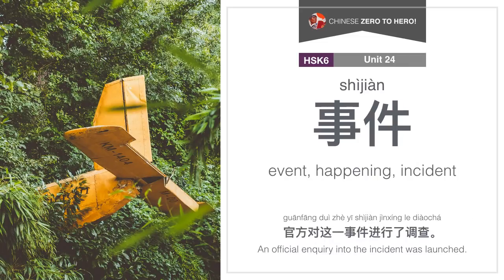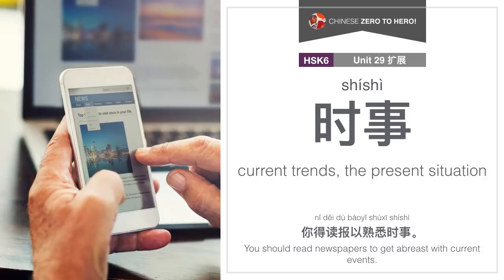In HSK 6, we also learned the word 事件, meaning event or happening or incident. 官方对这一事件进行了调查. An official inquiry into the incidents was launched. In HSK 6, we also learned the word 时事, meaning current trends or the present situation. 你得读报纸以熟悉时事. You should read newspapers to get abreast with current events.